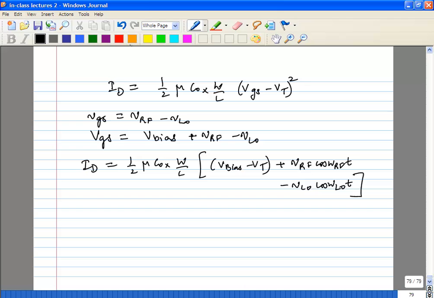Now let's expand into three terms. The first term would be V bias minus VT the whole squared. What is that? That's your DC bias current.